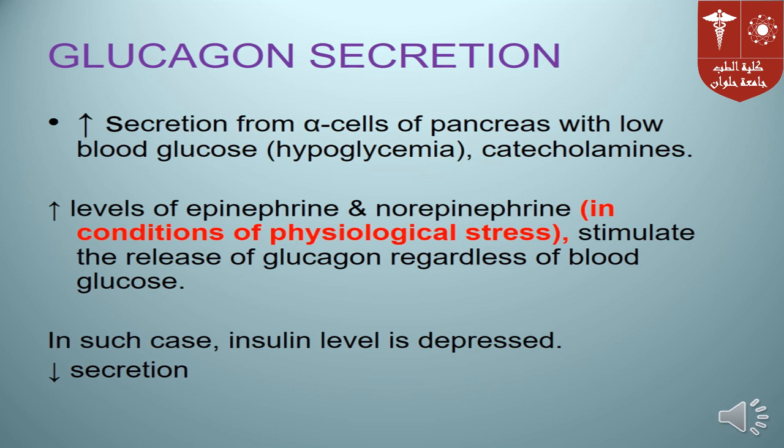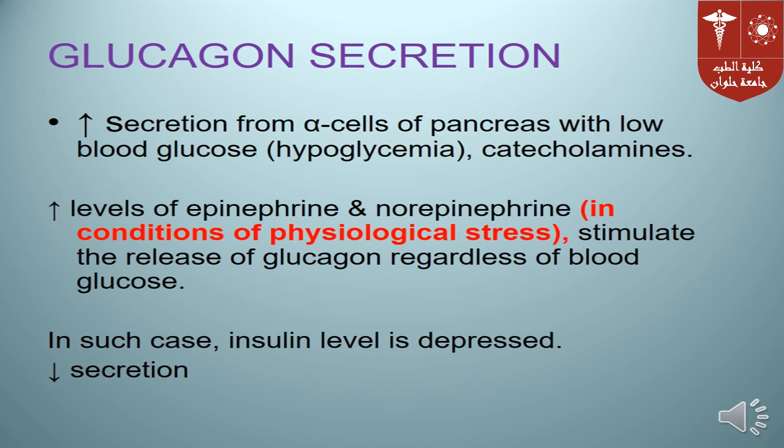In order for glucagon to be secreted from alpha cells of pancreas, there must be hypoglycemia. لازم البلاد شوجر يبقى قليل عشان الجلوكاجون يطلع من الالفا cells of pancreas. هل ده the only stimulus؟ لا, it's not the only stimulus. Another stimulus for glucagon secretion is catecholamines or epinephrine and norepinephrine.